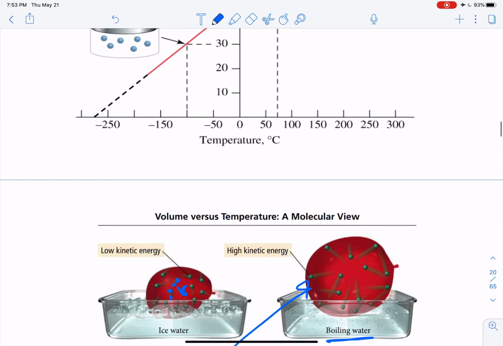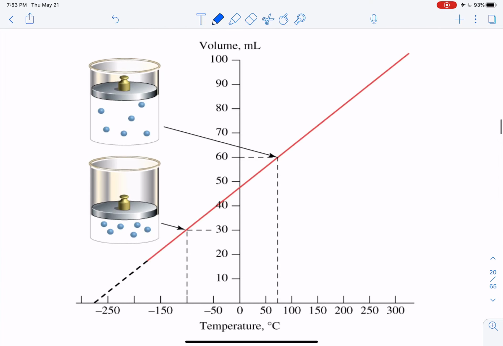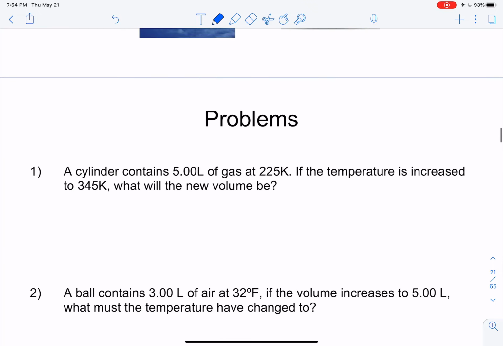Now if we graph this, what we'll see here is our direct proportionality. So as we increase the temperature, we also increase the volume. And you can see that with the pictures right here. Increase the temperature and you increase the volume. Those molecules are moving around a whole lot faster and taking up a whole lot more room. All right, on to some math.